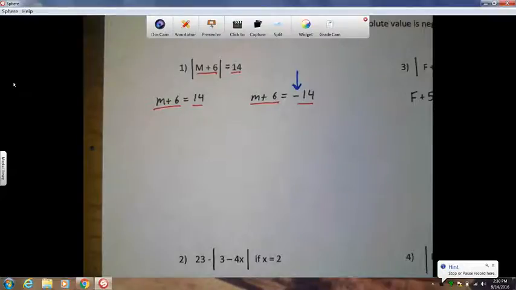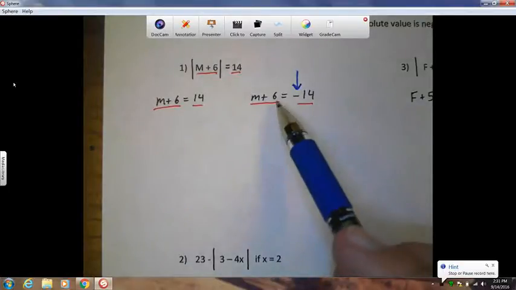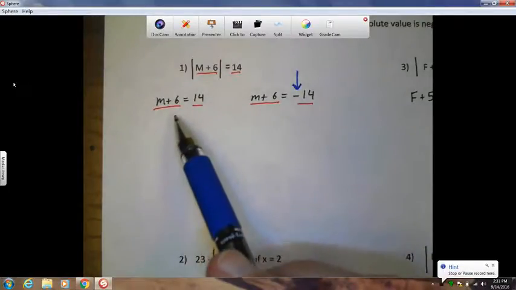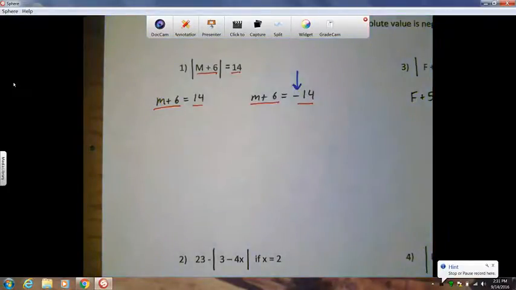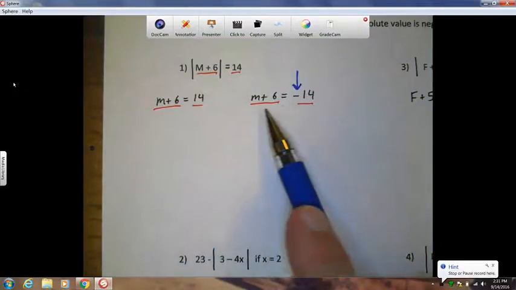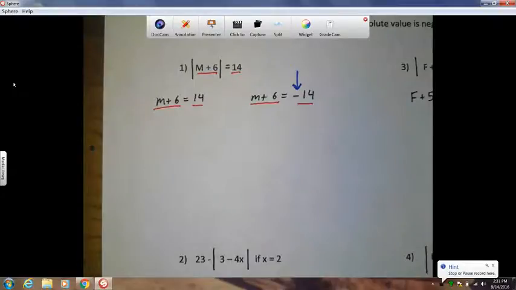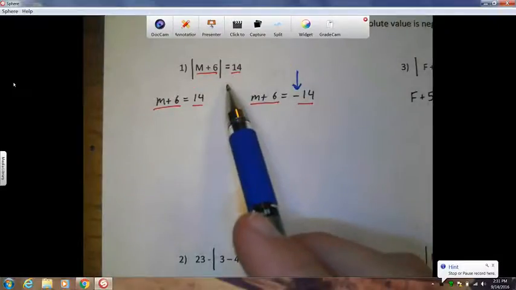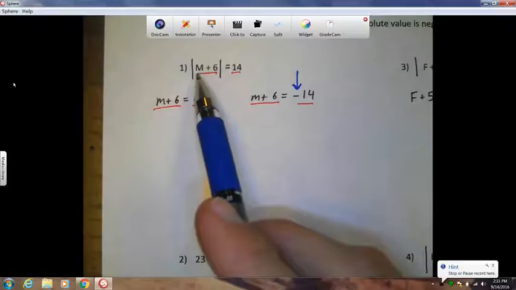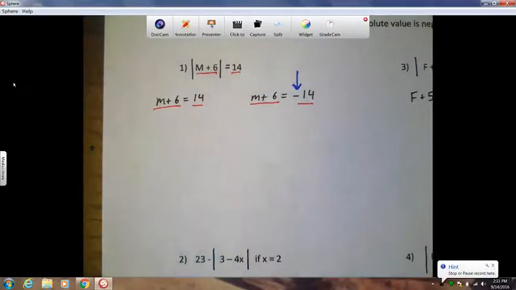So a lot of people want to ask, I thought absolute value cannot be negative. That's true. It cannot be negative. There is no absolute value here. Make sure you remember that. There is no absolute value. Do not write the absolute value bars. I'm not solving for the absolute value. I know what the absolute value is. It's 14, which is positive, so it's fine. I'm trying to determine what could m be to give me an absolute value of 14.